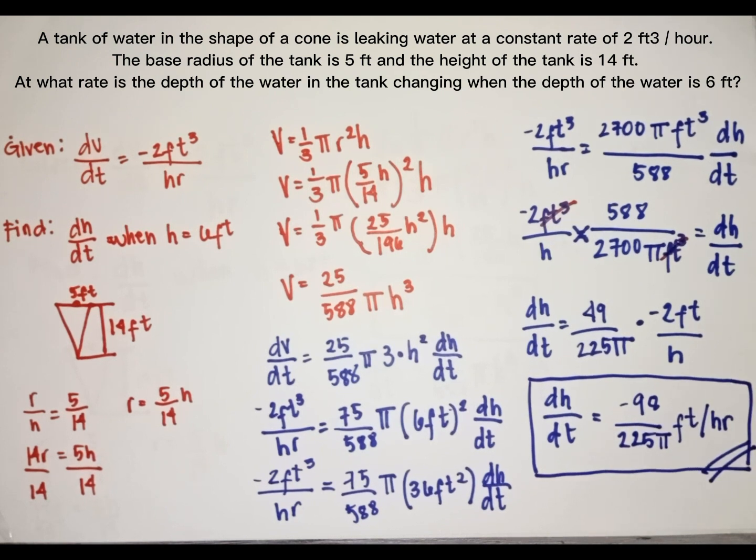So I conclude that at 6 feet, the depth of the water is changing at a rate of negative 98 over 225 pi feet per hour. And that's how we solve this problem.